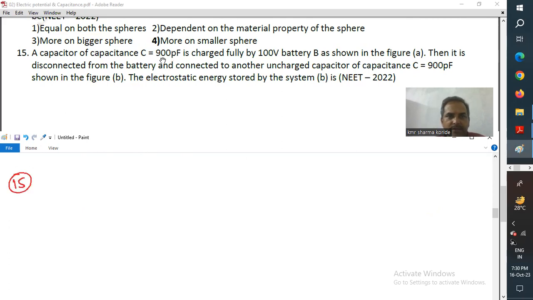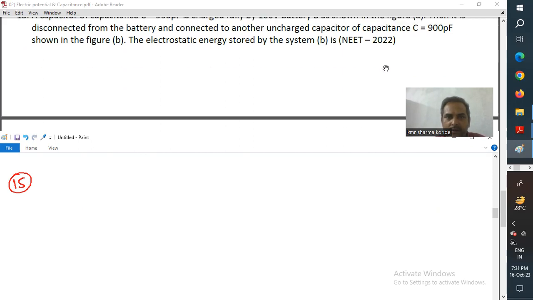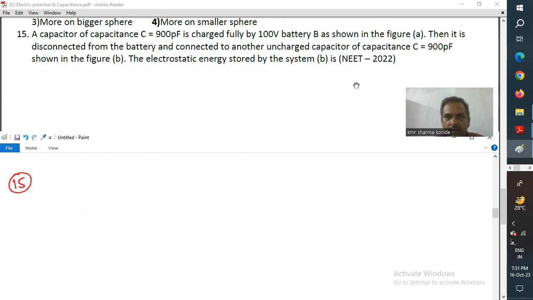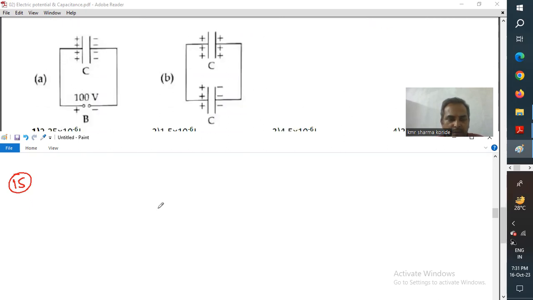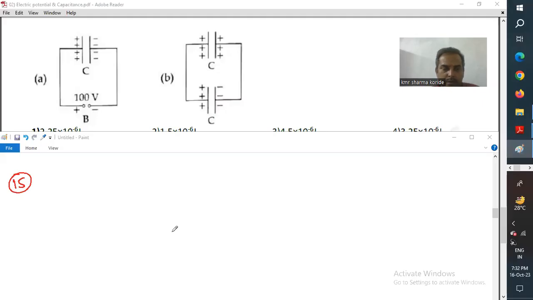A capacitor of capacitance C equal to 900 picofarad is charged fully by a 100 volts battery B as shown in the figure. So this is the figure. Then it is disconnected from the battery and connected to another uncharged capacitor of capacitance, the second one also 900 picofarad, as shown in the figure. The electrostatic energy stored in the system. So first we need to find out the common potential. So first you try to get the common potential after you connect the uncharged capacitor.